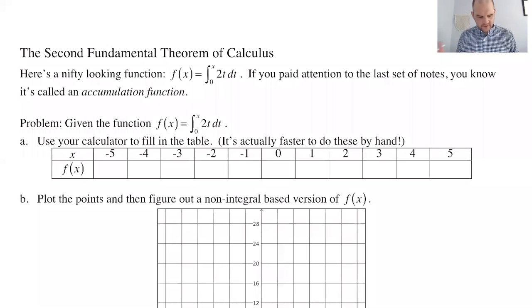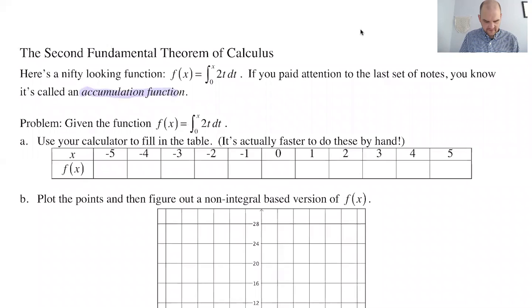All right, in this video, we're going to start talking about Note 17 from Calc AB, which is all about something called the second fundamental theorem of calculus. To deal with the second fundamental theorem, we do need to know something about a weird type of function. It's a function that has a definite integral in it, and that is going to be called an accumulation function.